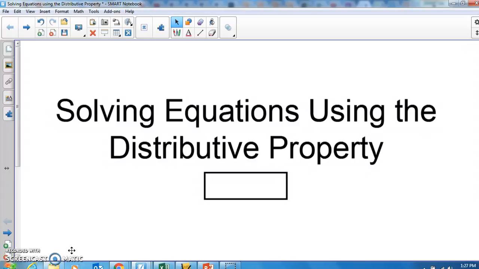We have worked this year with two-step and multi-step equations. And applying the distributive property is basically a multi-step equation because it requires more than two steps. So our topic today is solving equations using the distributive property.